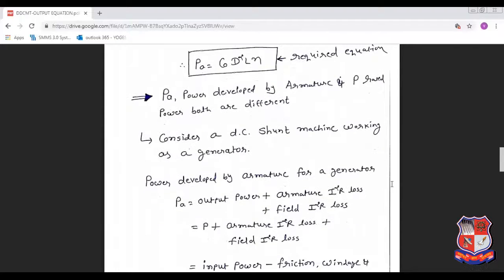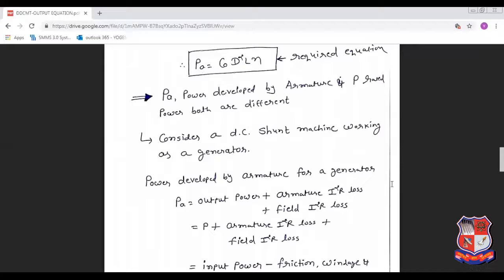Now, PA, the power developed by the armature, and P, the rated power of the machine, are different. We cannot confuse them. These two are different, and P is also different for generator and motor action. Let's take one example. Consider a DC shunt machine working as a generator.